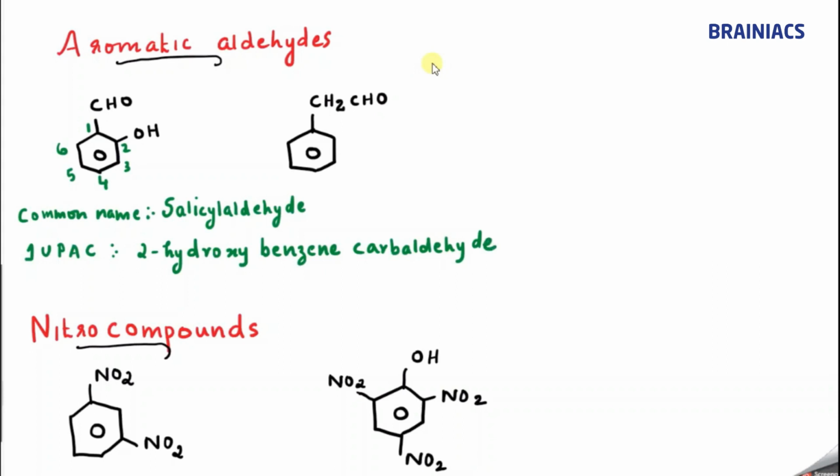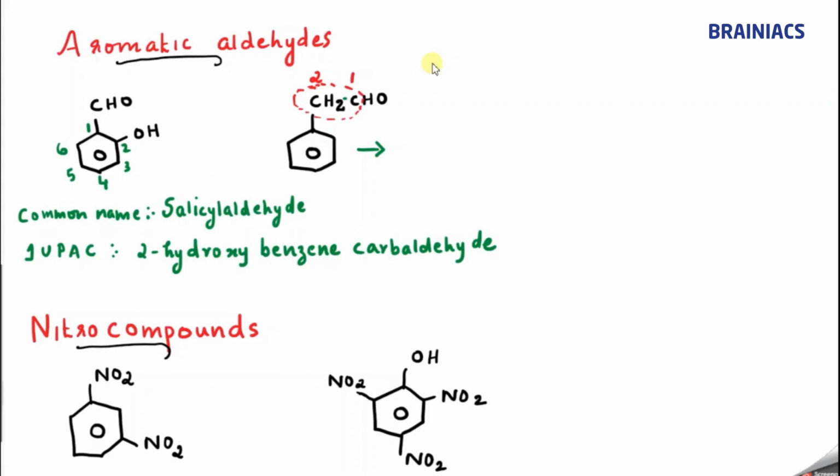Now similarly, can you tell me the name of this compound? Here you can see CHO is connected to the side chain CH2. So what is my parent chain here? This is my parent chain, correct? Now if I number it 1 and this comes as 2, can you tell me the name of this compound?